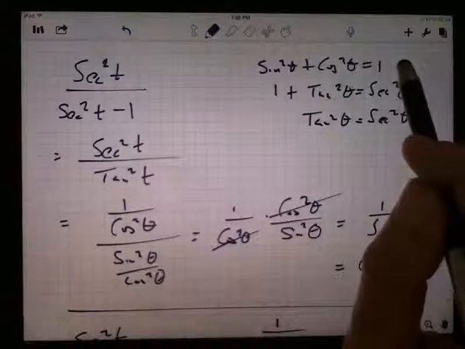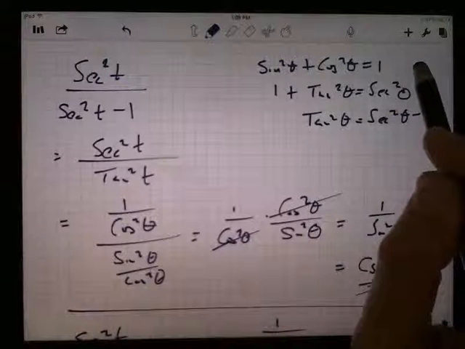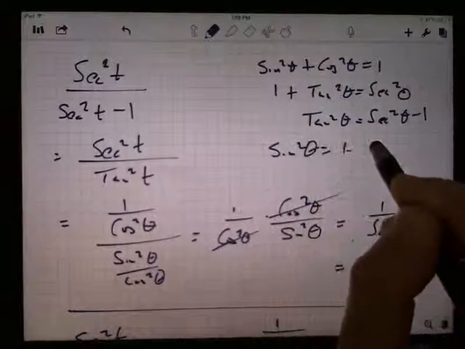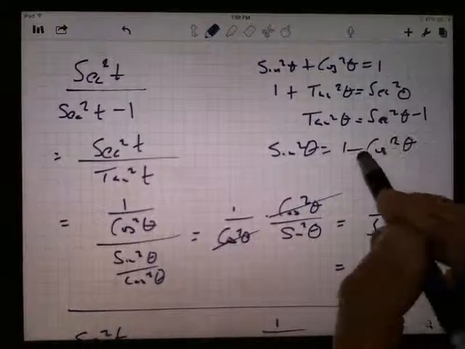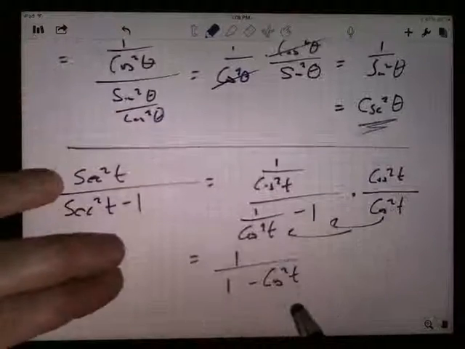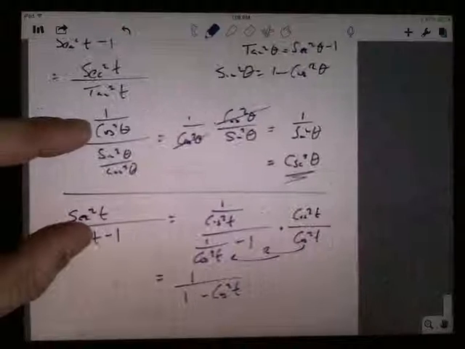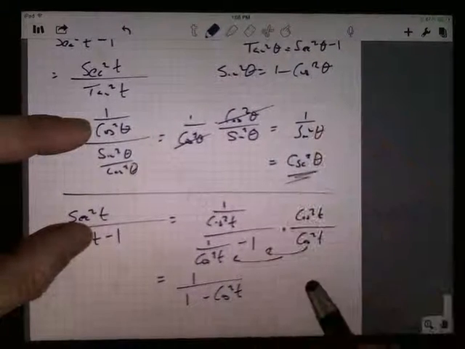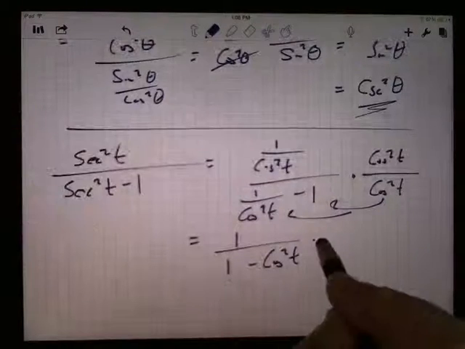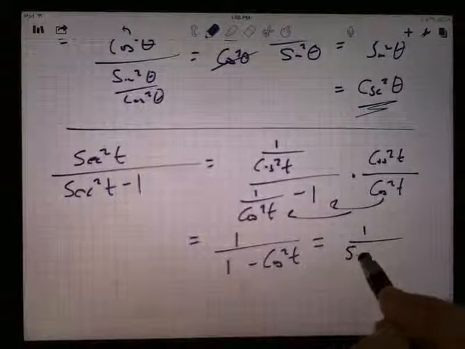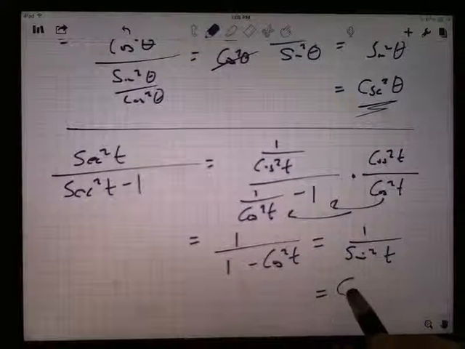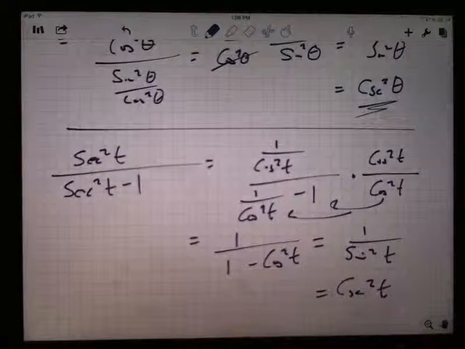So if I bring the cosine squared over to the other side, subtract it over to the other side, I'm going to have that the sine squared theta is 1 minus the cosine squared theta, and that's what I'm looking at here in the denominator. This 1 minus cosine squared t is looking like that, and so this denominator is sine squared t, but 1 over sine squared t is cosecant squared t, and there you go.